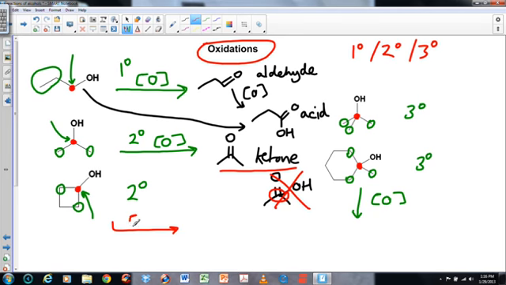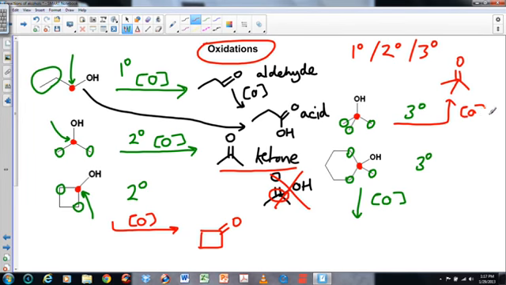So for this guy, it's a secondary alcohol too. All we're going to do is turn the OH into a C double bond O, give us another ketone, and that's it. Now when we come to tertiary alcohols, if we try and apply the same logic, turn the OH into a C double bond O, well, let's see what happens. In theory, this would be the product.